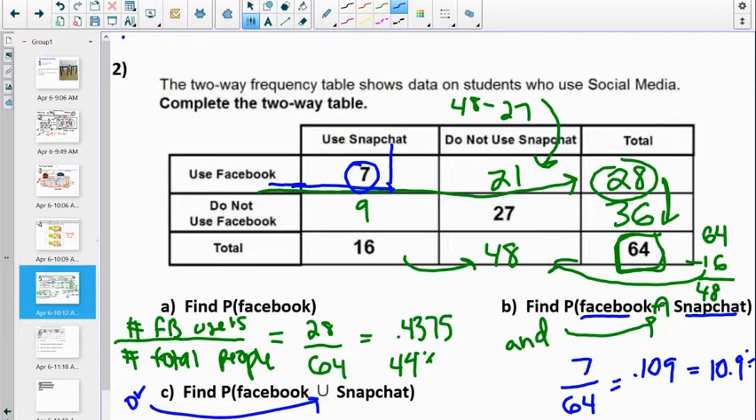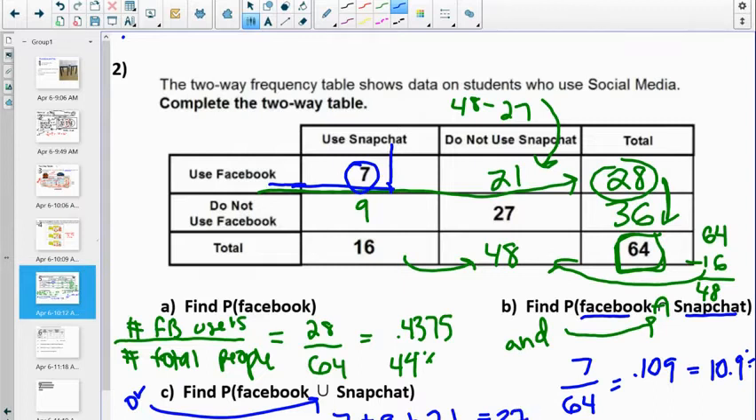Okay, so now probability of Snapchat or Facebook, we'll have Snapchat, we have that 7 plus the 9, plus, and then Facebook, 21 plus 7. But see how that 7 was written down twice? That means we're going to have to subtract. We're not going to be including one of those 7s that we added, because that would double count, and we don't want to double count it. So then we are just left with 21 plus 9 plus 7, which is going to be equivalent to 37.